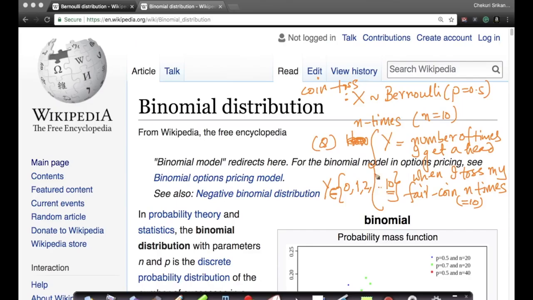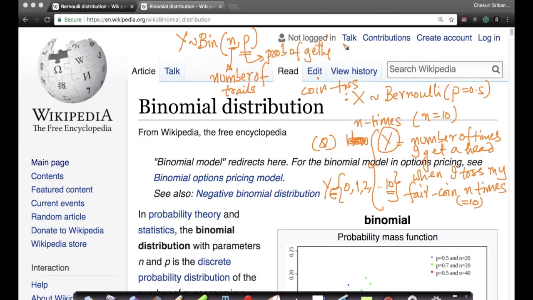So for this random variable y, we say y is distributed with a binomial distribution, and it has two parameters, n and p. P is the probability value in the Bernoulli which is generating this binomial. N is the number of trials, or number of coin tosses. This is the probability of getting a head, or one.